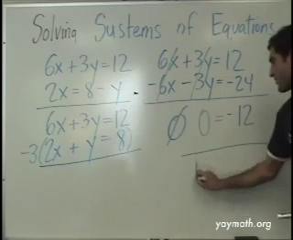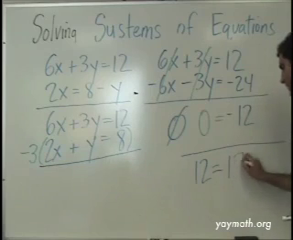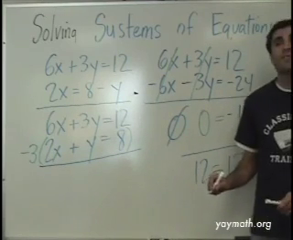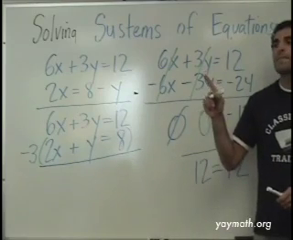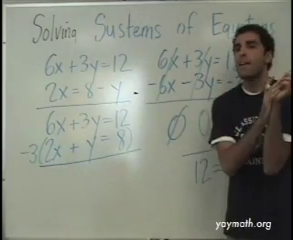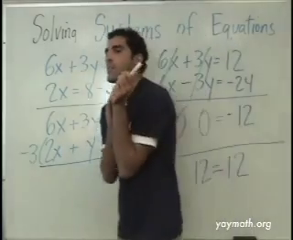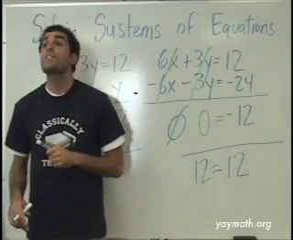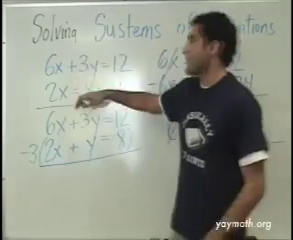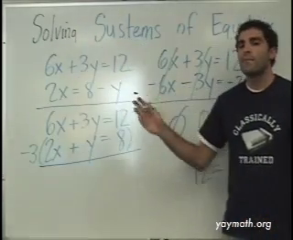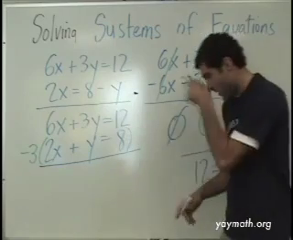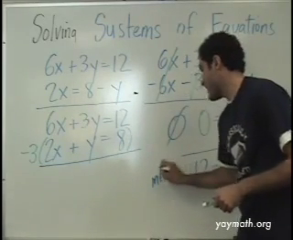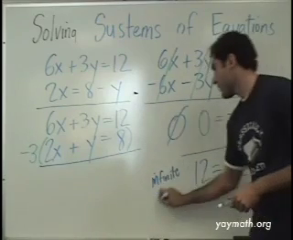Imagine we added this up and got something like 12 equals 12. That doesn't mean all real numbers. It means that they're the same line. And if they're the same line, what's the answer? Infinite solutions. The whole point of this is where they meet, and the lines are the same thing, so this is infinite solutions. On a graph, they would overlap. It'd be the same line, one on top of the other.